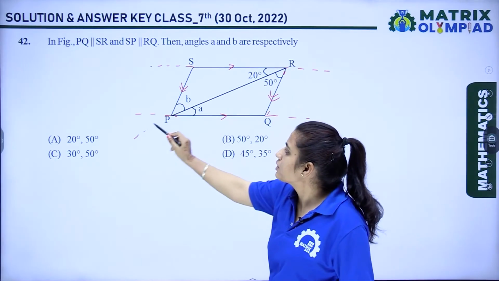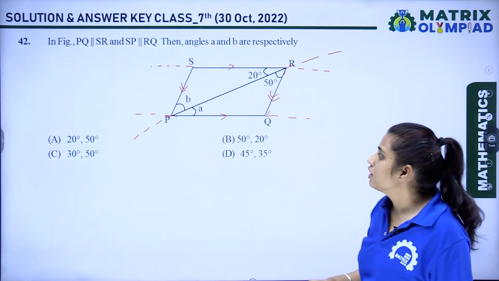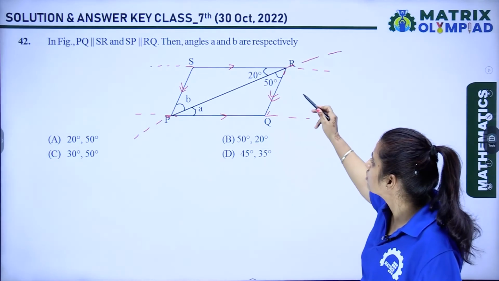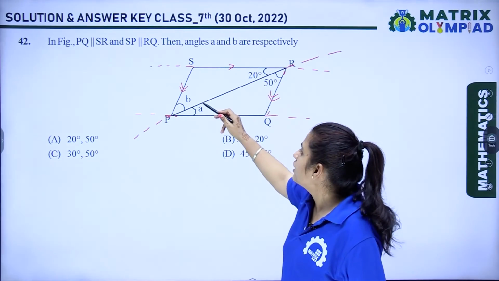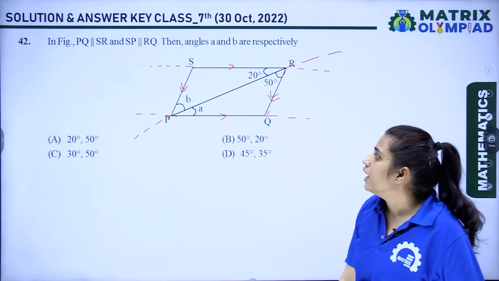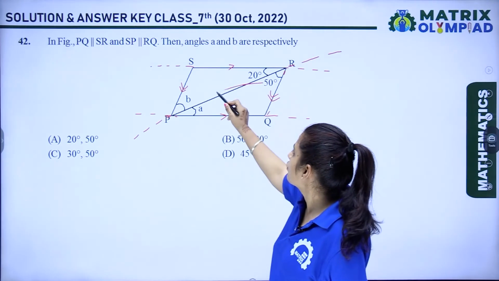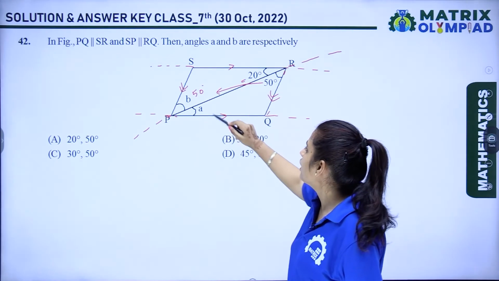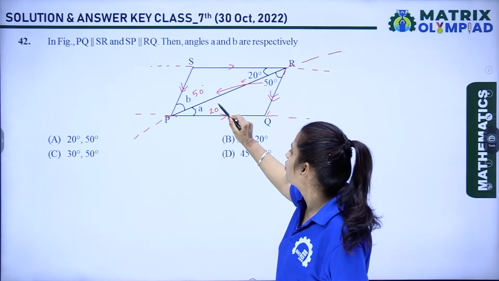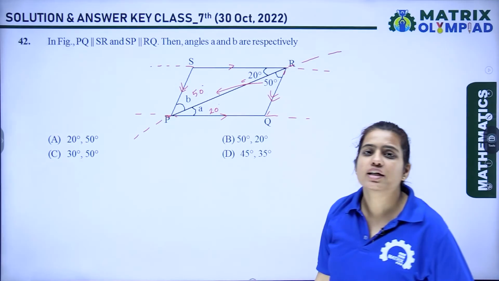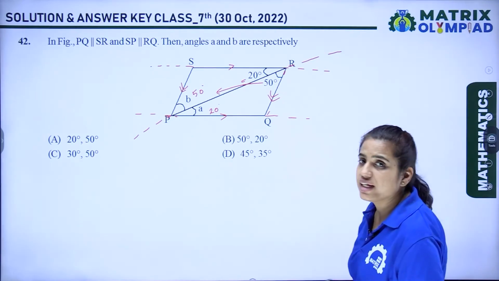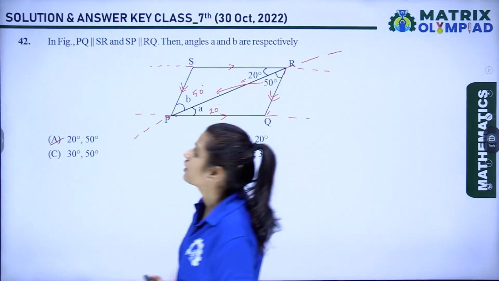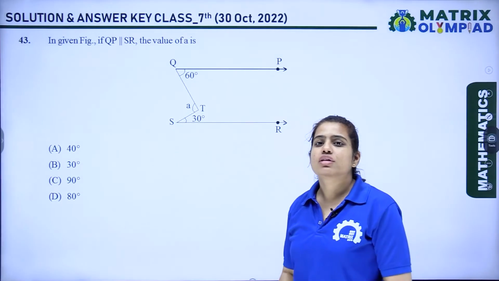Here RP is a transversal line, and if RP is a transversal line, then we can say that angle B is the alternate interior angle of angle 50. So angle B will be equal to 50 degrees, and angle 20 is equal to angle A. That is also an alternate interior angle. So angle A is 20 and angle B is 50. So we can say that option A is the correct answer.